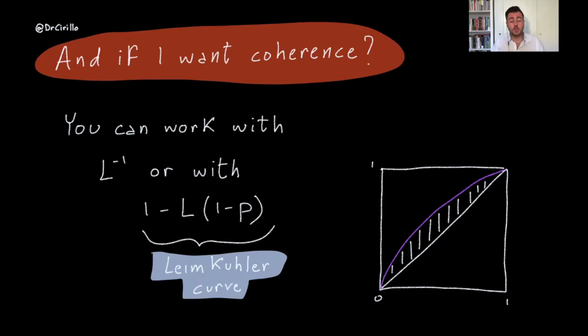As I told you, the Lorenz curve is convex, so it means that it can generate a coherent risk measure. If I want a coherent risk measure, what I can do is play either with the inverse of the Lorenz function, that obviously will become concave, or I can introduce another function, which is 1 minus L of 1 minus p. This is again a concave function that is called the Lime-Kühler curve.